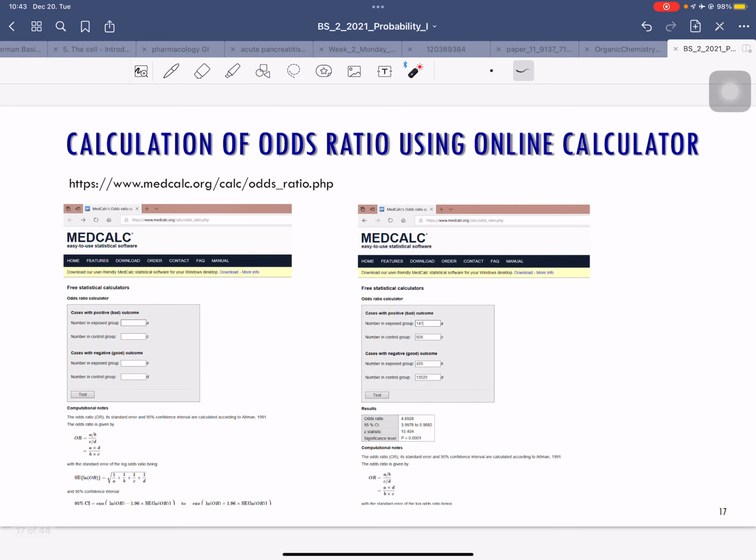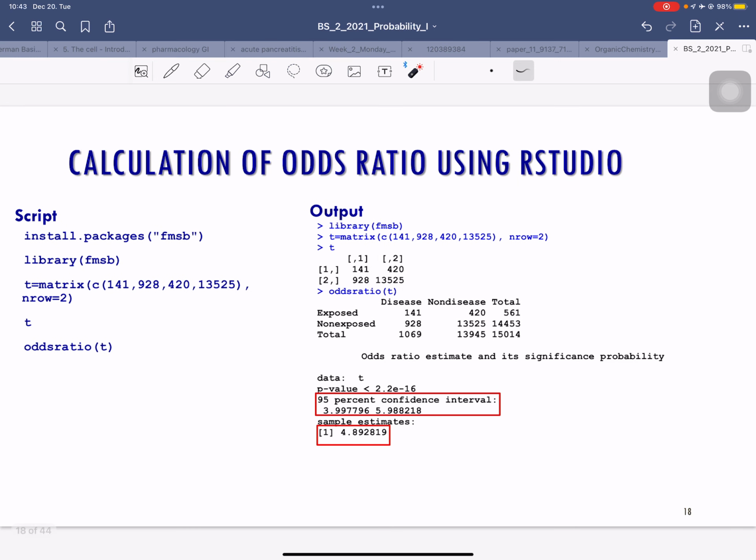Also, we can use a very nice online site for the calculation. It is very important: www.medcalc.org/calc. We can find with this formula for the calculation of the groups, we can enter A, C, B and D, and find the odds ratio. Or we can calculate the odds ratio using RStudio. In the next lectures I will explain about the software R and how we can do the example data. Here I just showed the result. As you see now, the 95% confidence interval is here, and also the sample estimate.